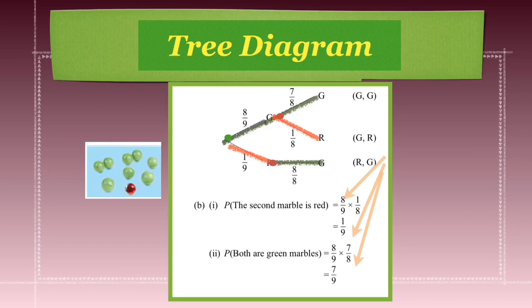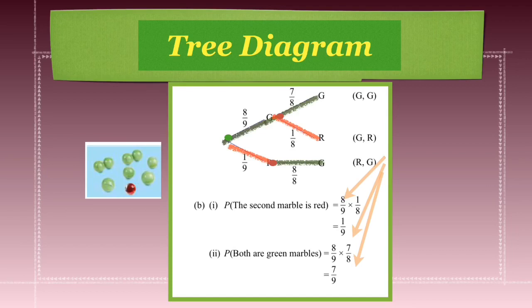Okay. Then after you draw the tree diagram, you have to write down the possible outcomes. So there are 3 possible outcomes. You may get green and green, or you may get green and red, or maybe you will get red and green. So please be careful with the words "and" and "or", because in probability, "and" means multiply, "or" means you plus.